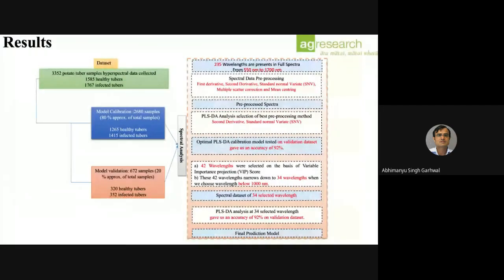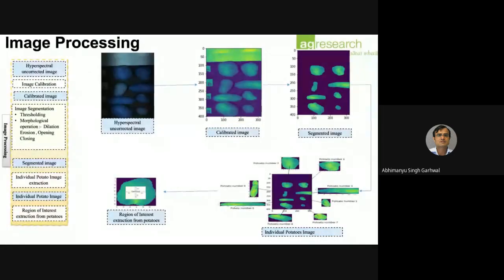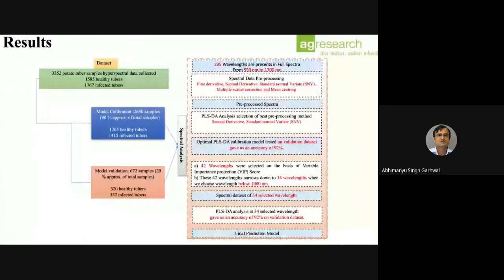After image processing, we have 235 wavelengths from 550 nanometers to 1700 nanometers. Then we use some spectral data processing. This part is for the spatial image processing, and that is the spectral part of image processing. We use first derivative, second derivative, and standard normal variate. So we want to identify which one is the best approach for our case.